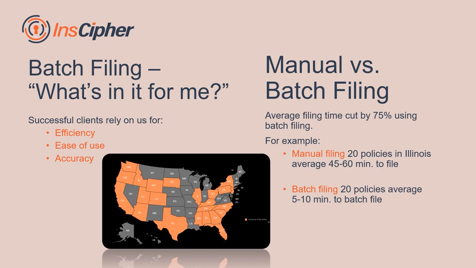We've got some metrics here that I want to draw your attention to. The average filing time is cut by about 75% using batch filing. So manual filing 20 policies in the state of Illinois will take you an average of 45 to 60 minutes if you do them one at a time. If you batch file, it's going to take you about 5 to 10 minutes. So an enormous time saving.